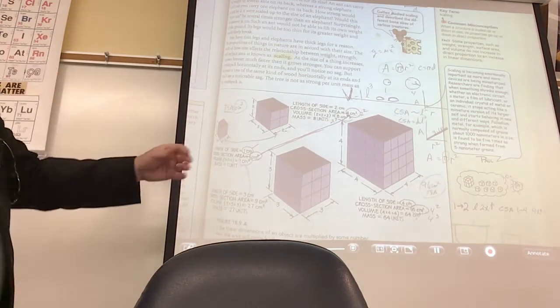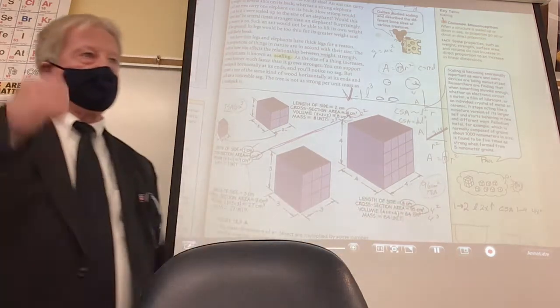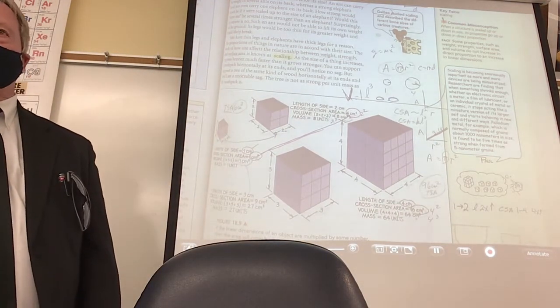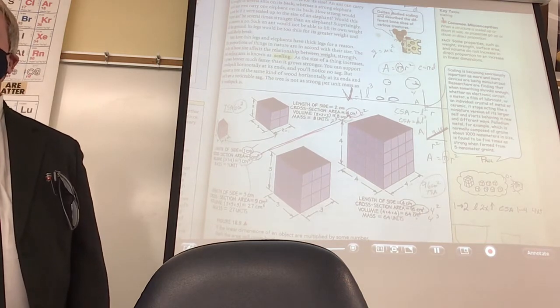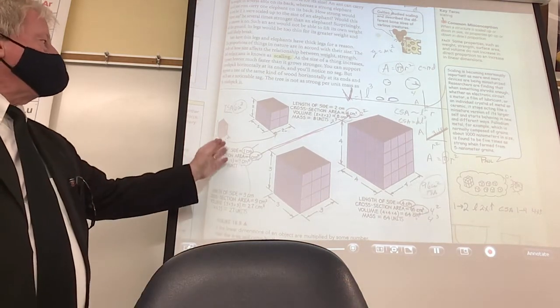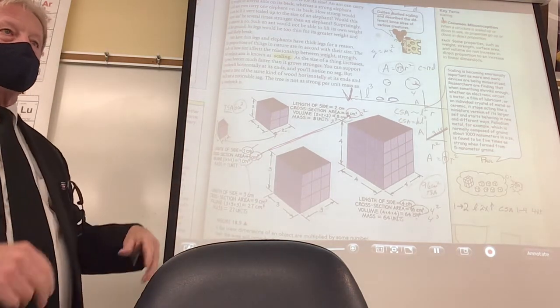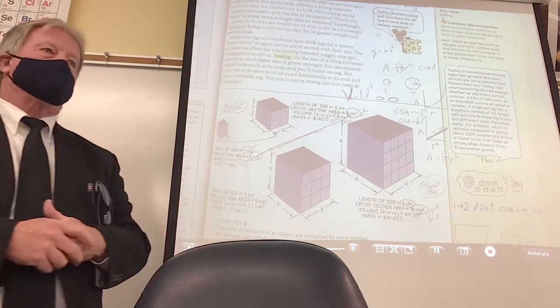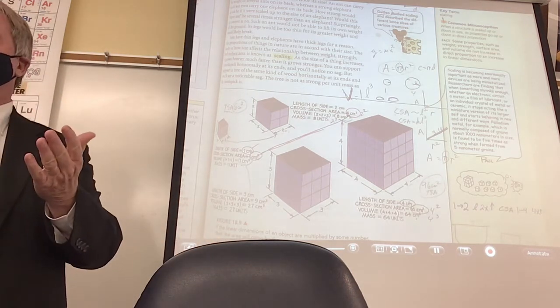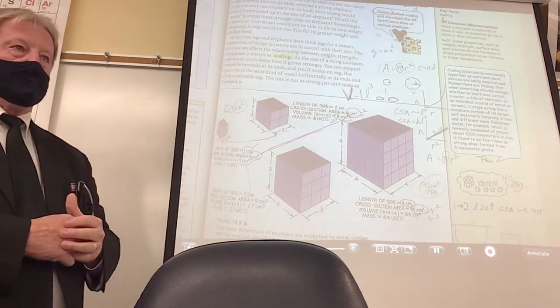What if I made a cube that was 5, length of 5? How many times greater would the cross-sectional area be there? It'd be the square of that, wouldn't it? So whatever is happening in the one-dimensional world in centimeters, what happens to square centimeters? What happens to the cross-sectional area? It gets that many times squared, isn't it?